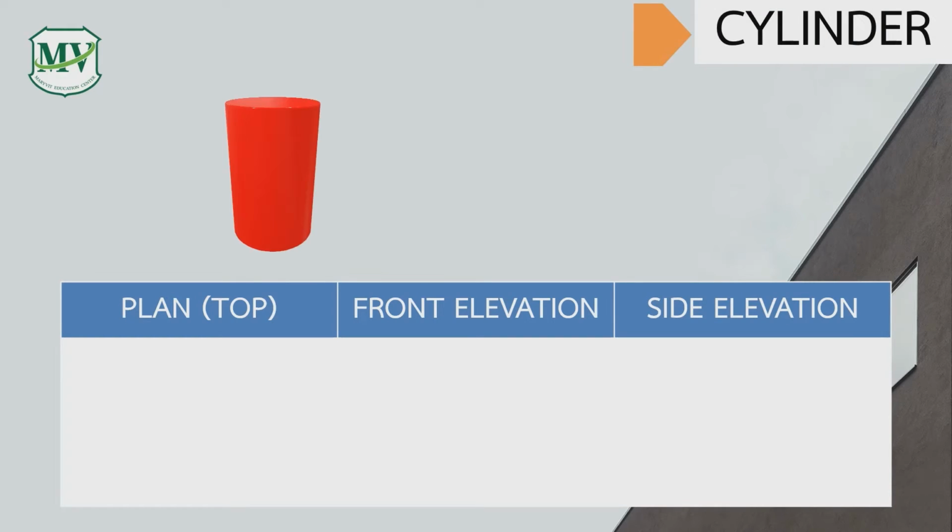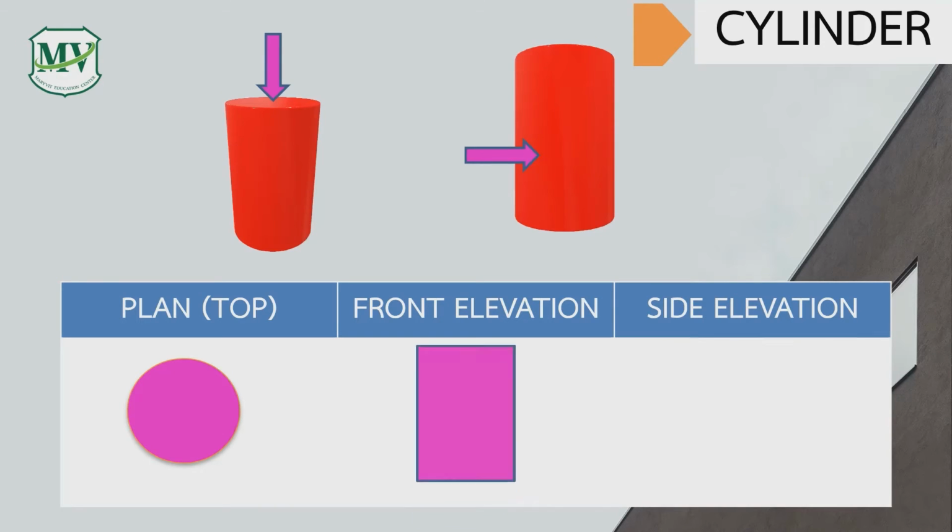Now let's try using a three-dimensional object such as a cylinder. What two-dimensional shape can we see if we look at the top, front, or side of this object? As we can see, if we look for the plan or the top view of this object, we can see a two-dimensional shape, which is a circle. If we look at the front, we can see a rectangle. If we look at the side, we can also see a rectangle.